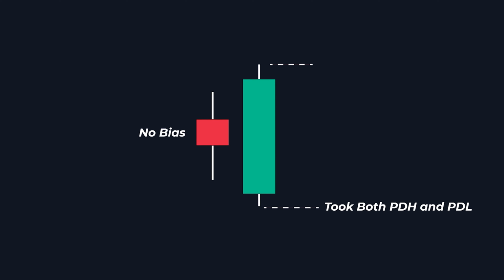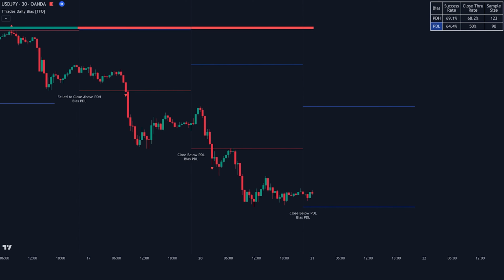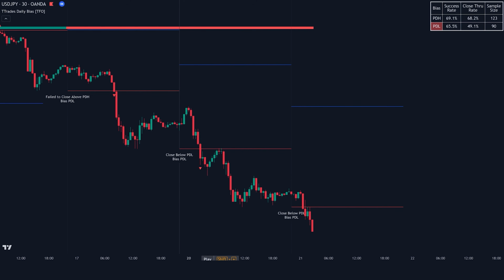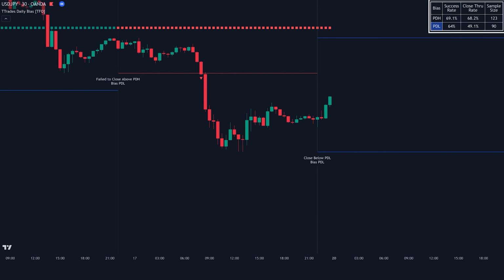By following these rules, we can use the indicator on our charts and see how it helps us predict market movements. Here on the chart, every new trading day, the indicator marks two important levels: the previous day high, PDH, and the previous day low, PDL. These levels start off as blue and turn red once the price trades through them. Triangles on the chart show when PDH or PDL was traded through. The table at the top right corner gives us valuable insights.